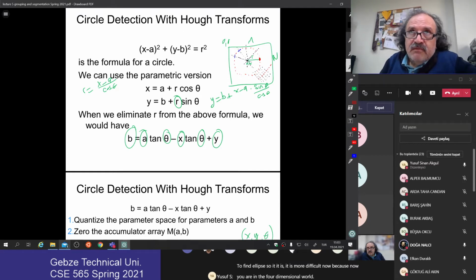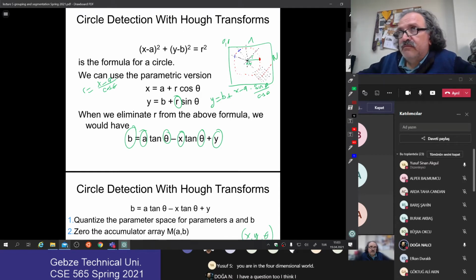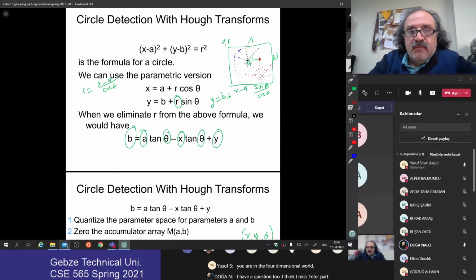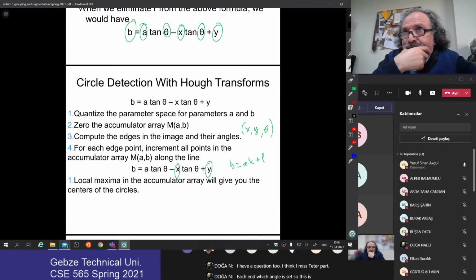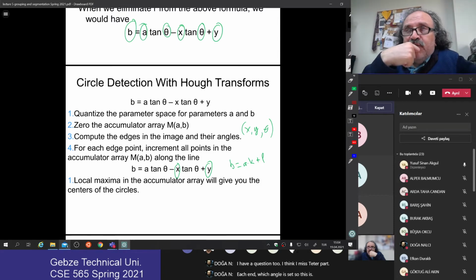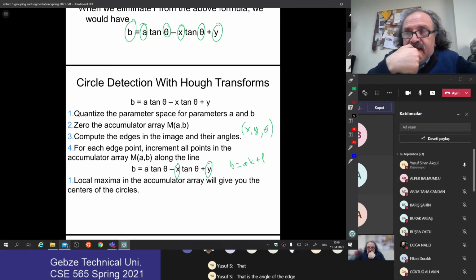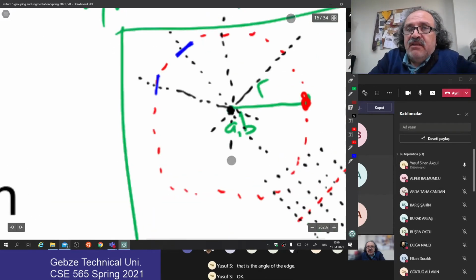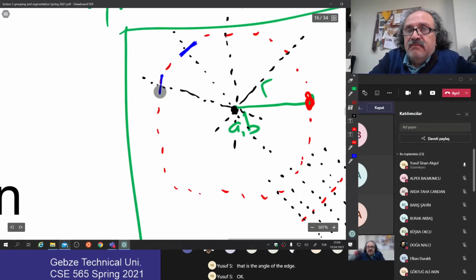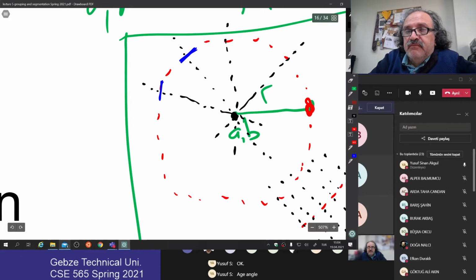I have a question too. I think I missed the theta part. Which angle is theta? I missed it. Theta is the angle of the edge. Okay? Edge angle. Is it gradient? Yeah, that's where we get the edge angles from, the gradients, yes.